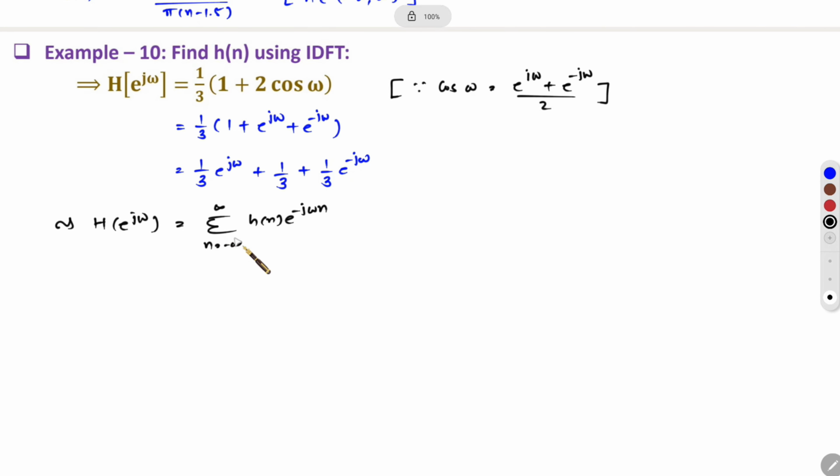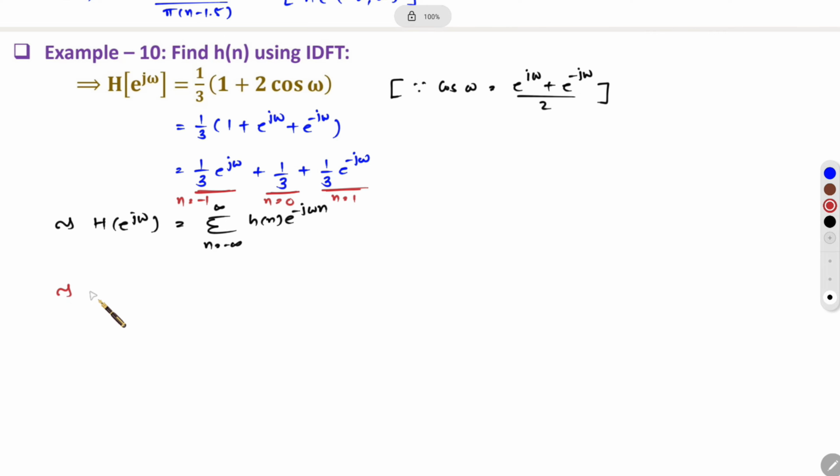That is the standard equation. So if you compare these two equations, then simply one can say here with this term we have n equals minus 1. You see here e to the power plus j omega is there. So plus j omega means n is negative 1, right? Here with this term we have n equals 0, and with this term we have n equals 1, right?